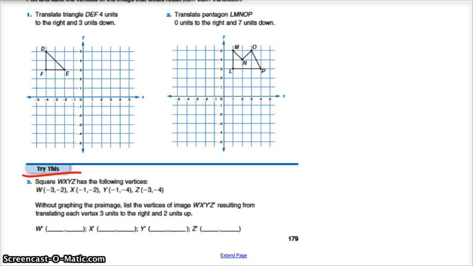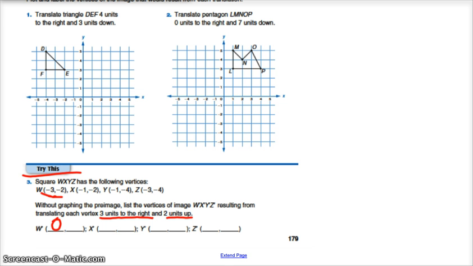So think about the coordinates. If you're moving, for example, it says 3 units to the right here, and 2 units up. So 3 units to the right means that your x-coordinate is going to be plus 3. 2 units up means your y-coordinate is going to be plus 2. So you're really just going to be adding. I'll give you a hint here with point W. It says point W is at -3, -2. So if we're going to move 3 units to the right, it's going to be plus 3 for our x-coordinate. So we're going to have -3 plus 3, which would equal 0.